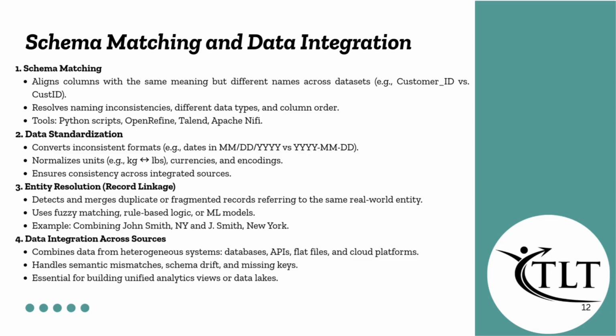The third is entity resolution, also known as record linkage, and this process detects and merges duplicate or fragmented records that refer to the same real-world entity across datasets. This step is essential to avoid double counting and to ensure clean data for analysis.